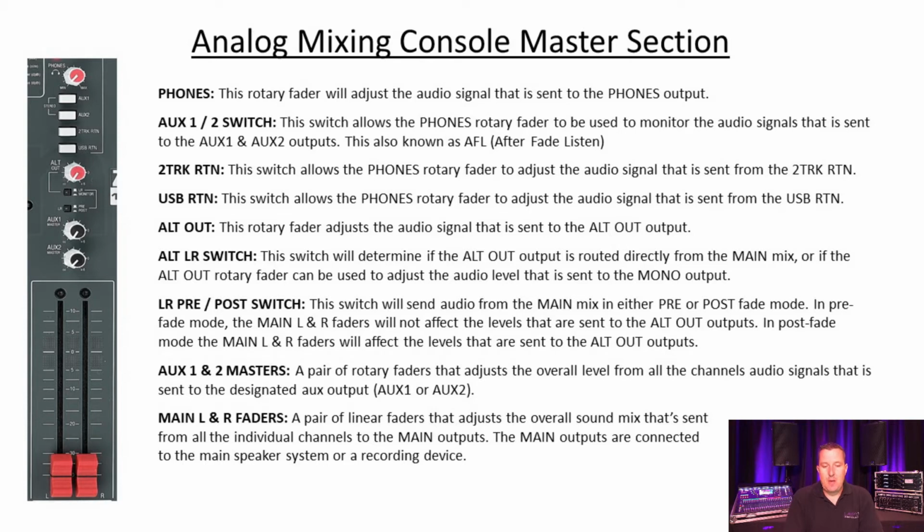The aux 1 and 2 masters are a pair of rotary faders that will adjust the overall level from all the channels' audio signals that is sent to the designated aux outputs, namely aux 1 and 2. The main left and right faders are a pair of linear faders that adjust the overall sound mix that is sent from all the individual channels to the main outputs. The main outputs are connected to the main speaker system or a recording device.